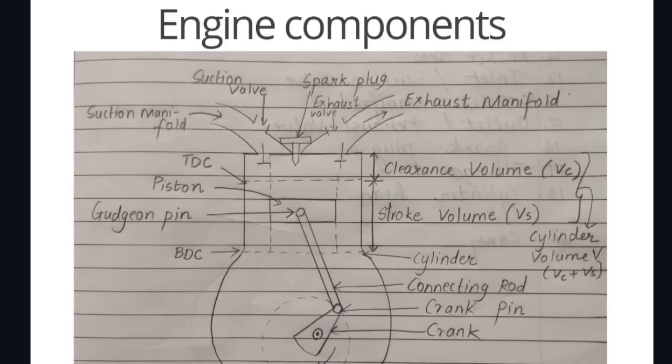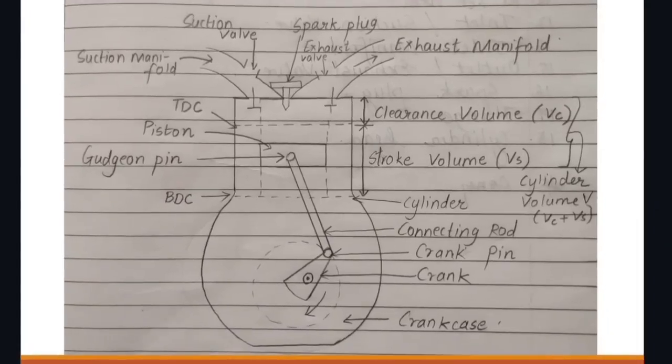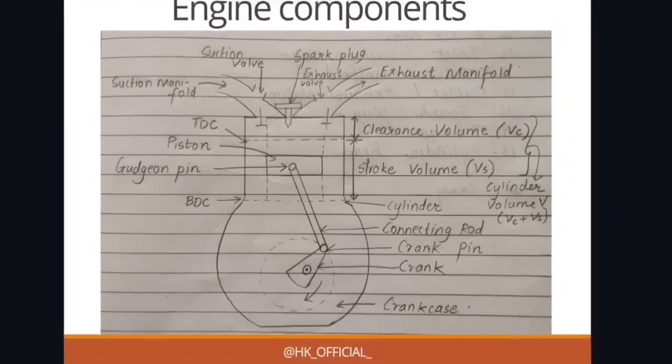Then in between you can see the spark plug, so this is related to the internal combustion spark engine. Then you can see TDC, that is top dead center, and BDC, bottom dead center. Then you can see the piston, the small rectangle I have made in between. And you can see the gudgeon pin, from which the connecting rod is connected to the piston. Then you have clearance volume and stroke volume. I have explained this. The total cylinder volume is clearance volume plus stroke volume. Then you can see the cylinder, connecting rod, crank pin, crank, and then the crank case. Very simple diagram, just understand its labeling.